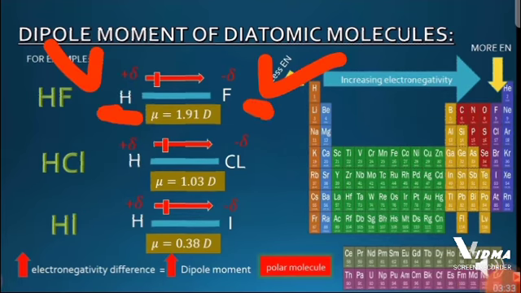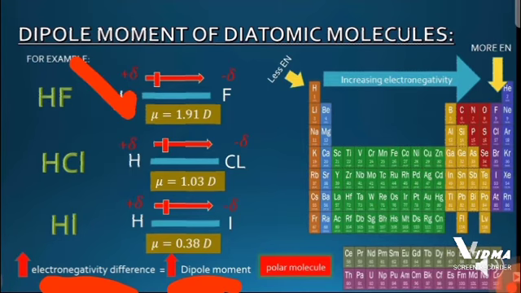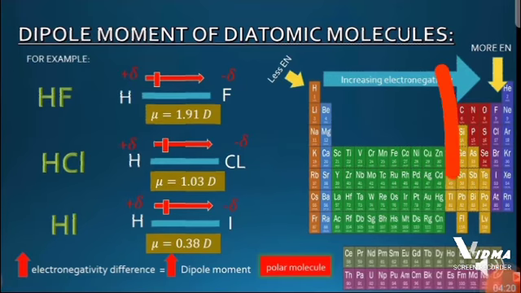As the electronegativity difference increases, the dipole moment is going to increase. Electronegativity decreases down the group: at the top of the group there is more electronegativity, at the bottom less electronegativity. That's why when you compare HF and HCl, HF has more dipole moment and HCl has less, because fluorine is more electronegative than chlorine. So we can conclude, as the electronegativity difference increases, the dipole moment also increases.